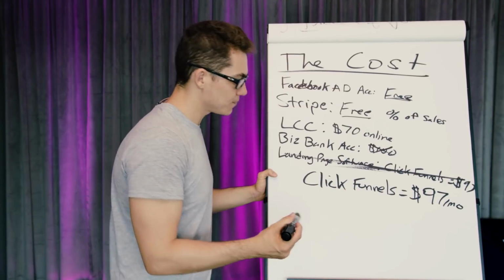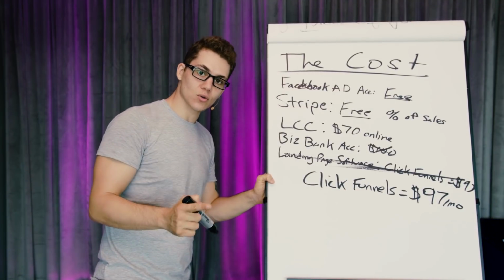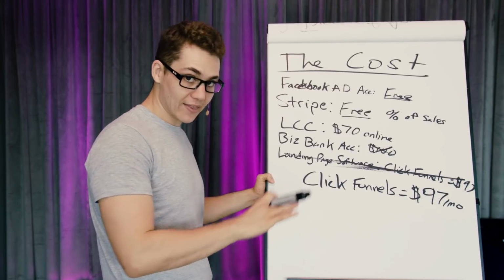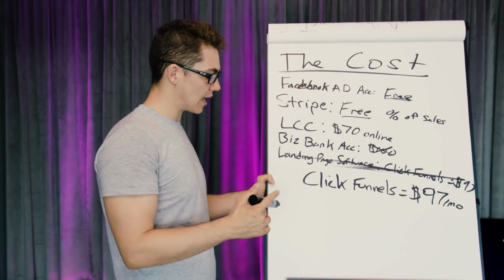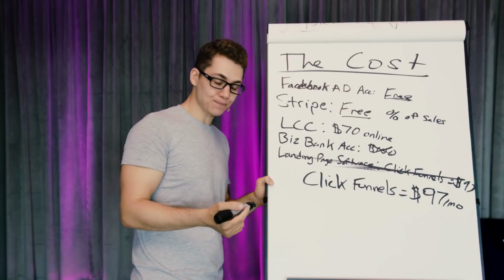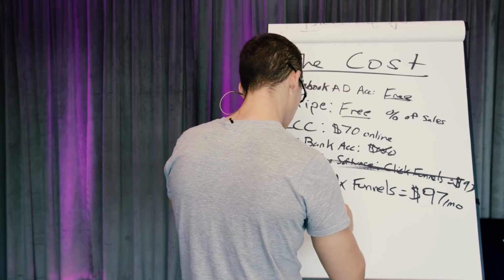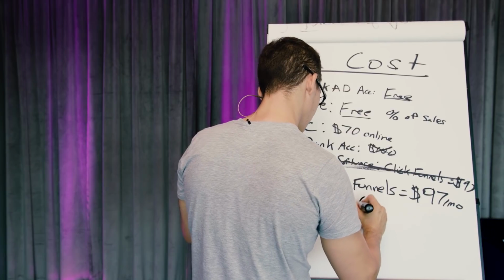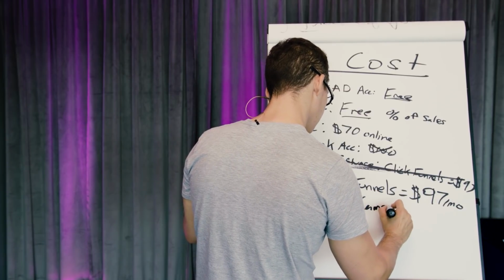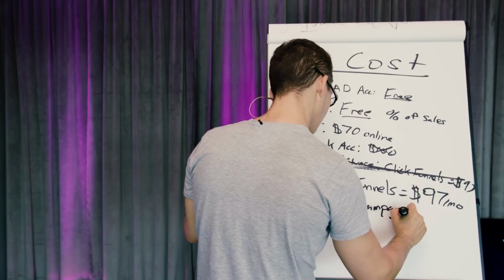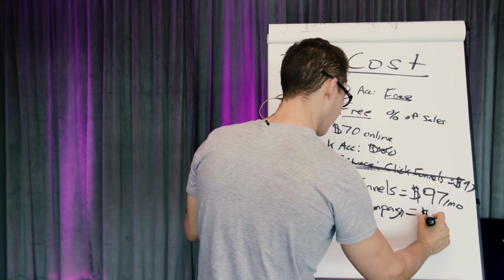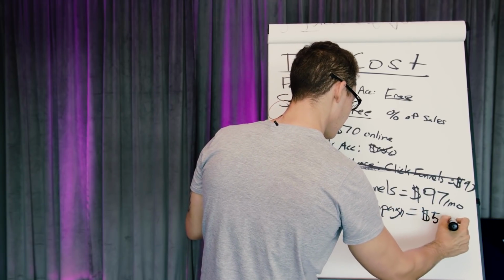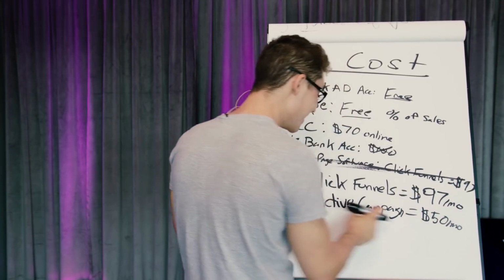Now, you can also use, and again, this is optional, a thing called ActiveCampaign, which is, I believe, 40 or 50 bucks a month. Depends on how many. We'll just say 50, round it up. So $50 a month. This is optional.